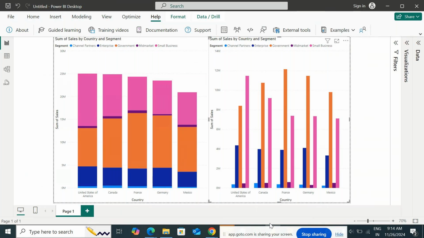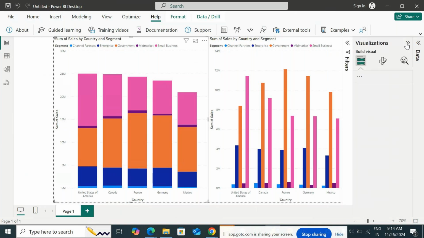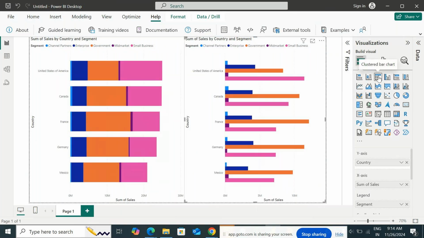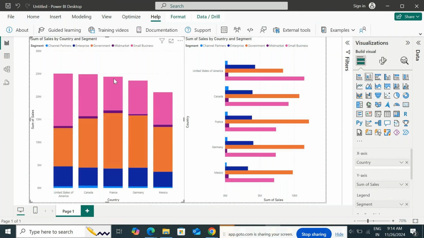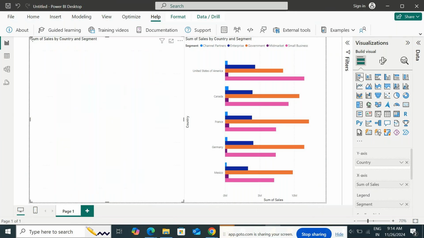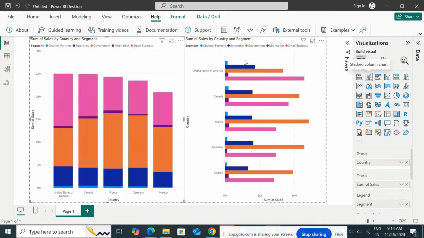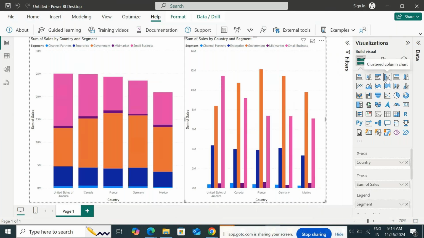The stacked bar is different, clustered bar is different. And similarly, if I convert this one to the first one, and this one to the third one, both are different. The difference between first and second is only horizontal and vertical. Stacked bar means horizontal, stacked column means vertical. Clustered bar means horizontal, clustered column is vertical. So first and second both are same, third and fourth both are same.